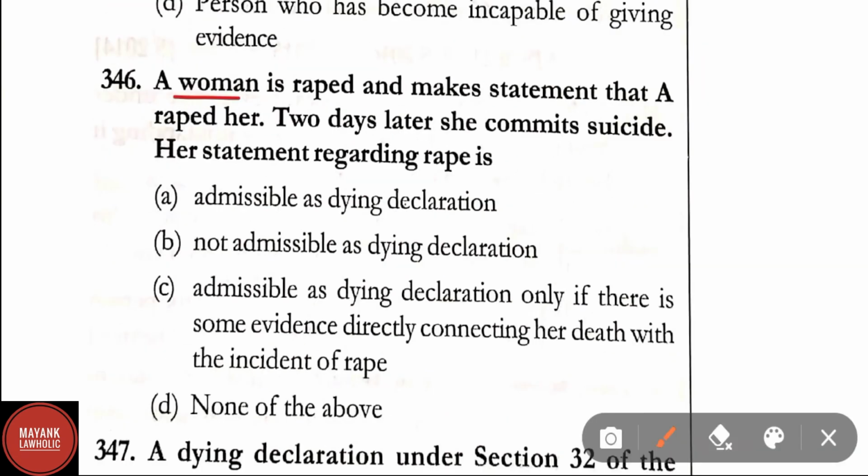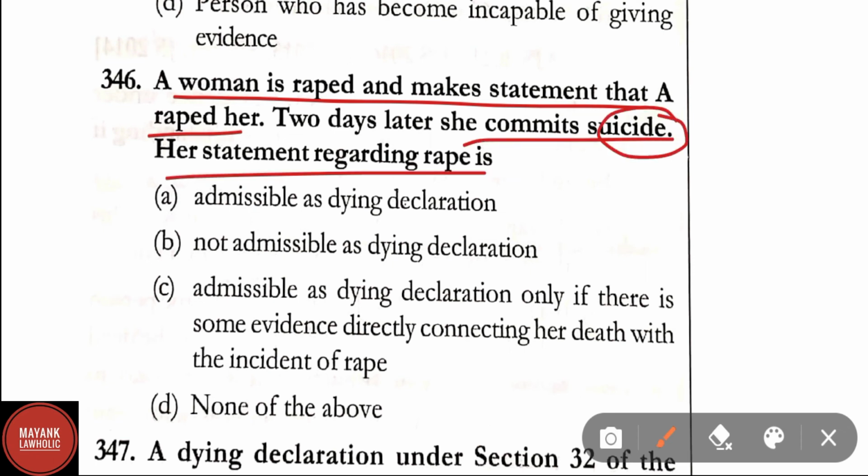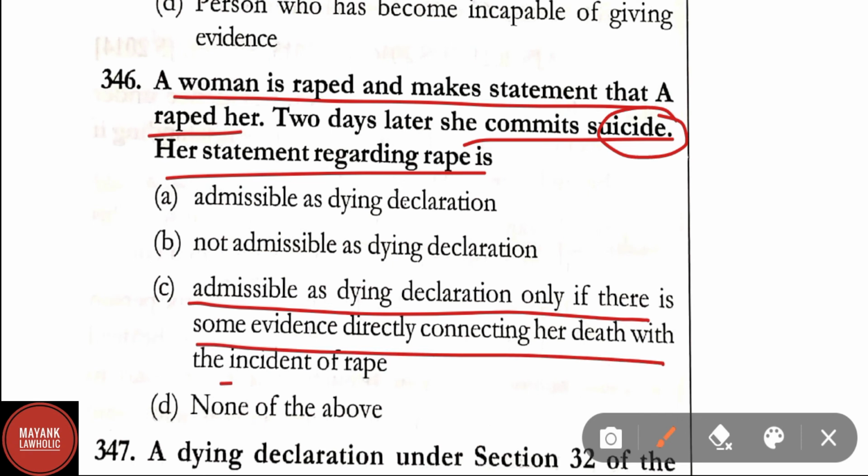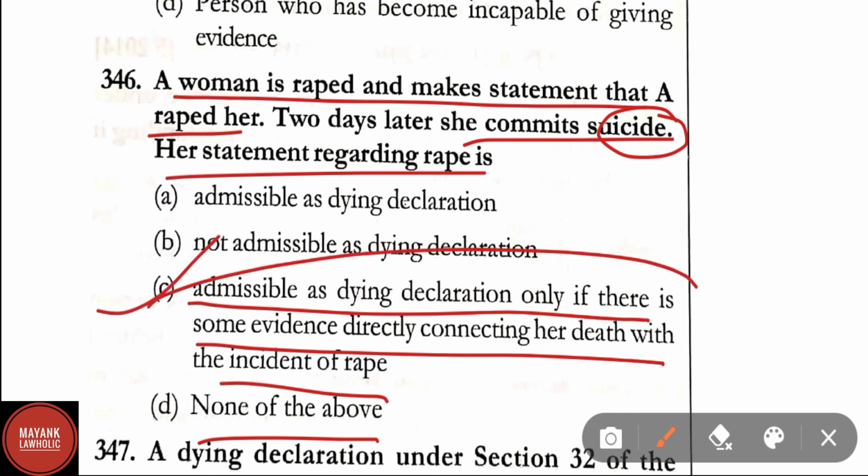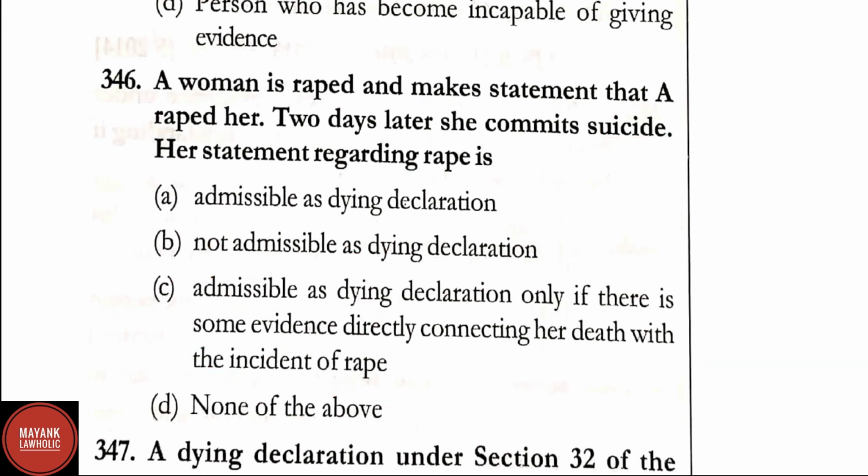Question number 346. A woman is raped and makes the statement that A raped her. Two days later she commits suicide. Her statement regarding rape is: admissible as dying declaration; not admissible as dying declaration; admissible as dying declaration only if there is some evidence directly connecting her death with the incident of rape; and option D, none of the above. Here correct answer is option C, that is admissible as dying declaration only if there is some evidence directly connecting her death with the incident of rape.